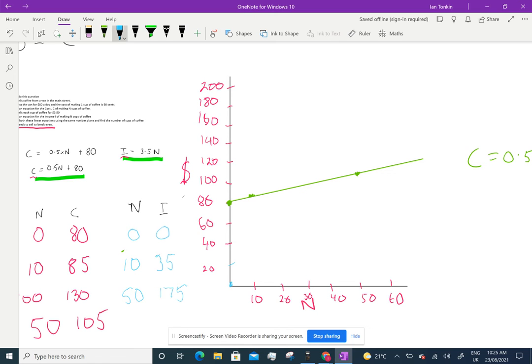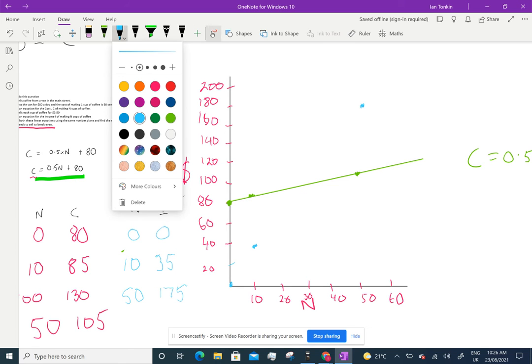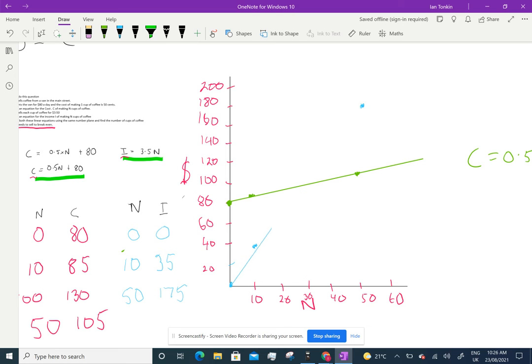So 0, 0, that's down there. 10 and 35, well, that's about there. It's hard to judge. 50 and 175. Well, that's way up about there. And now I'll join them. And as you can see, my graph's not 100%. Now, this is a critical point. Oh, hold on, I'll write that. My income equals 3.5N.